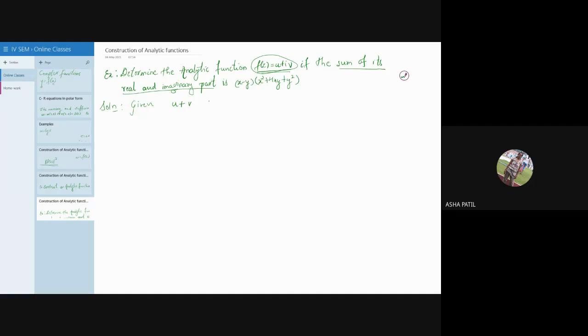Okay. So the sum of real and imaginary part, that is u plus v, is given to us as x minus y into x square plus 4xy plus y square. Now with this we have to find the function f of z equal to u plus iv. Now how will you do that? Let us first multiply this so that differentiation will be easier instead of going for u into v. Can you multiply and tell me what will be the product?